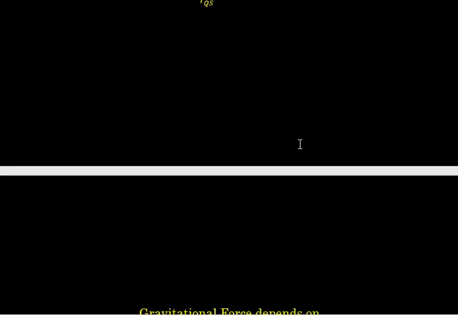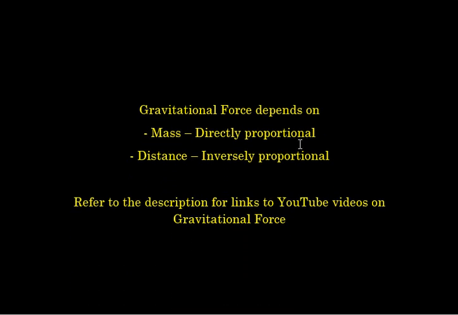Now, let's look briefly at the theory. The gravitational force between two bodies depends on two factors. One is the mass of the bodies, and the other is the distance between the two bodies. If the mass increases, the force increases. That's why we say mass is directly proportional to gravitational force. On the other hand, if the distance increases, the gravitational force between them decreases. That's why we say distance is inversely proportional to the gravitational force.